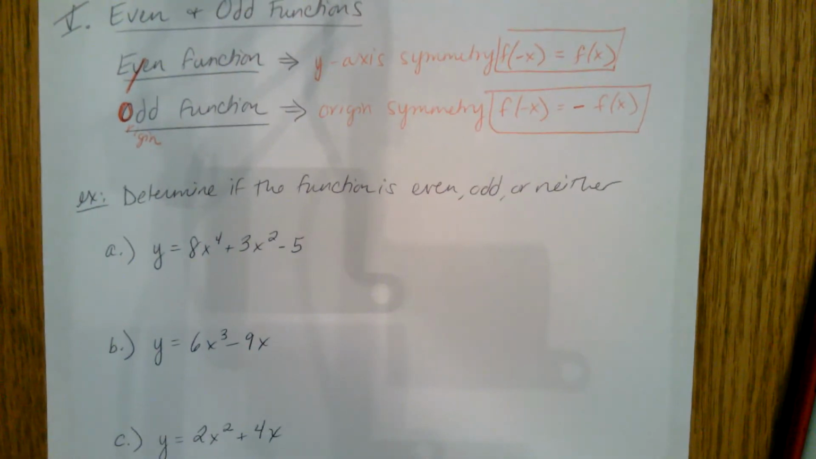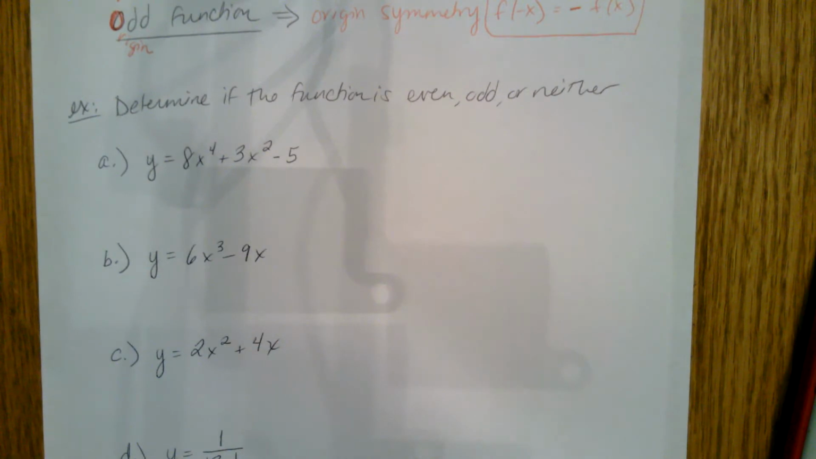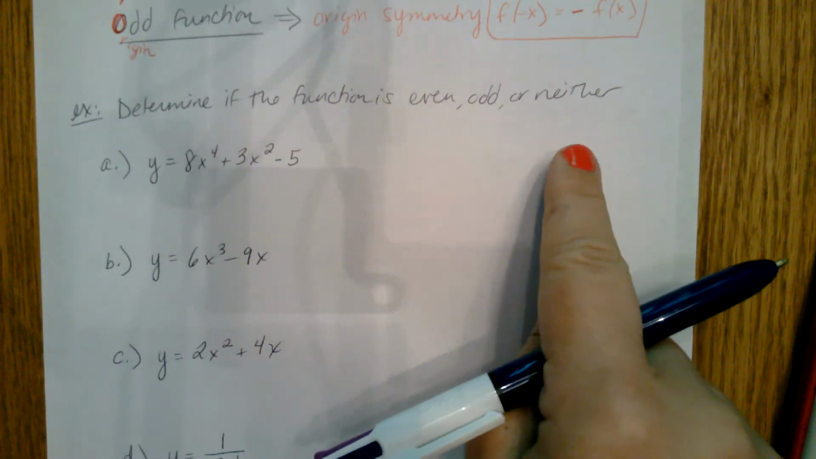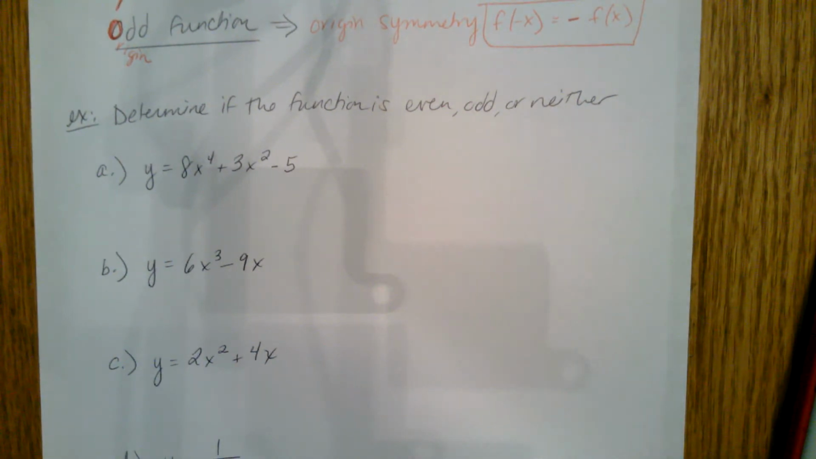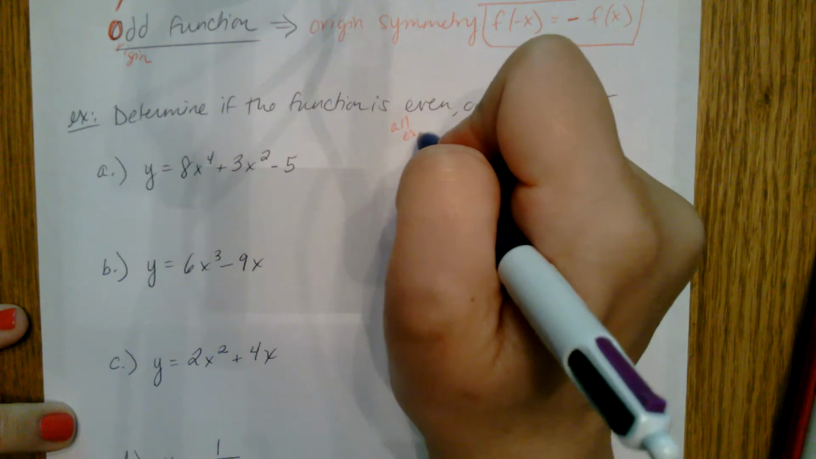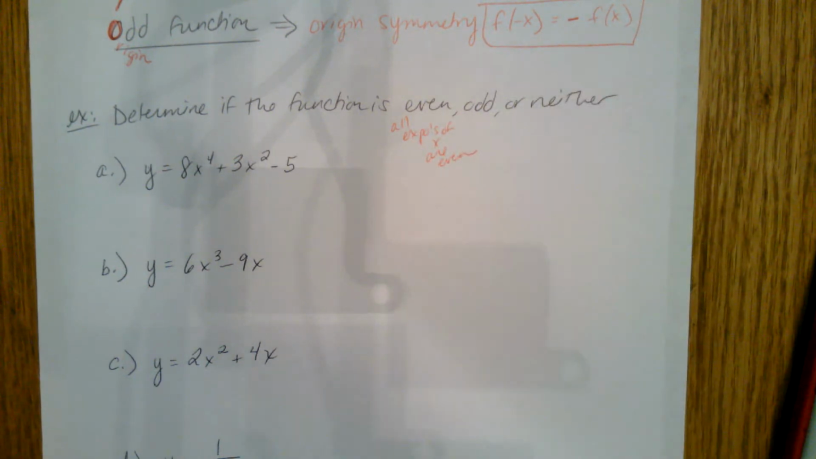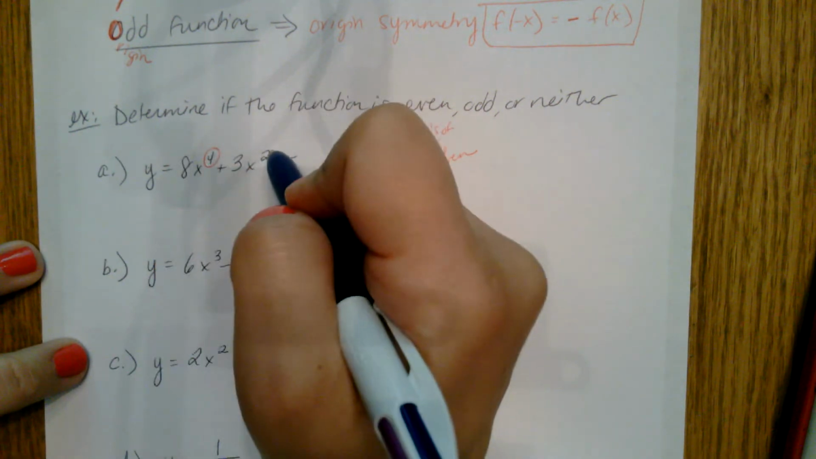So I'm going to teach you a real quick trick way to do this. Instead of graphing on the calculator, some of them you'll have to do on the calculator, but here's an example. This is your last example, by the way. Determine if the functions are even, odd, or neither. If it's even, all the exponents of x will be even. Now, what does that mean? So here's 4, even, 2, even.